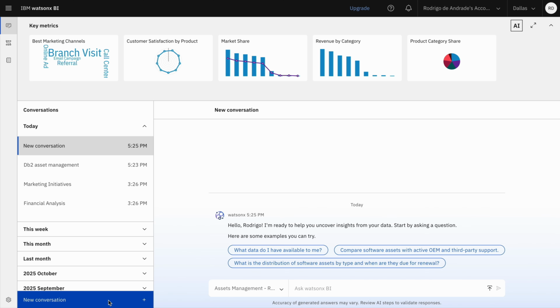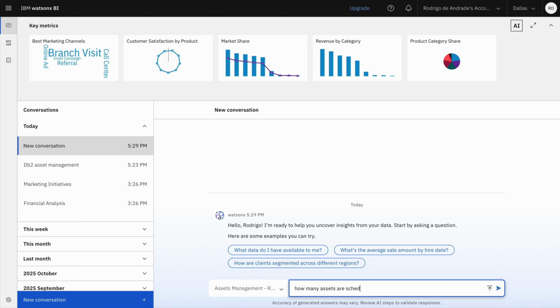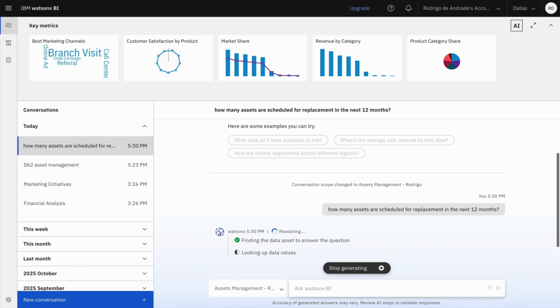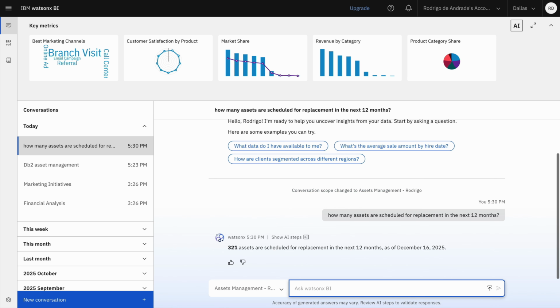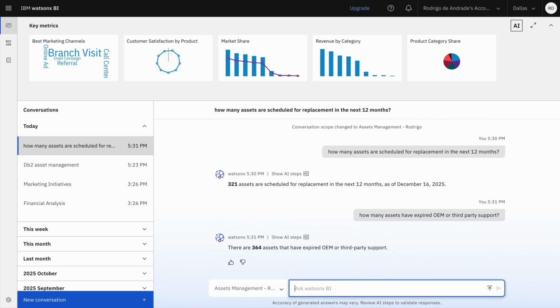Now, instead of focusing on DB2, I just want to ask watsonx BI if it can help me with my planning here, right? So I will ask how many assets are scheduled for replacement in the next 12 months. And here you see a really straightforward answer. We have 321 assets scheduled for replacement in the next 12 months. Now, my next question is how many assets have expired OEM or third-party support? And again, a really straightforward answer, 364 assets are already at risk.